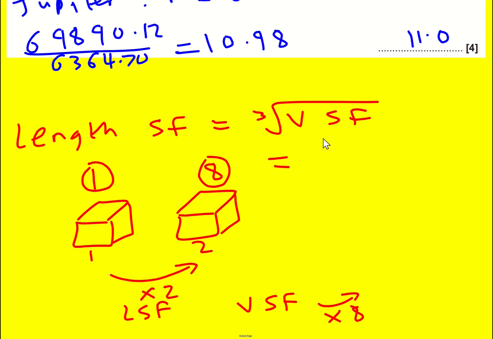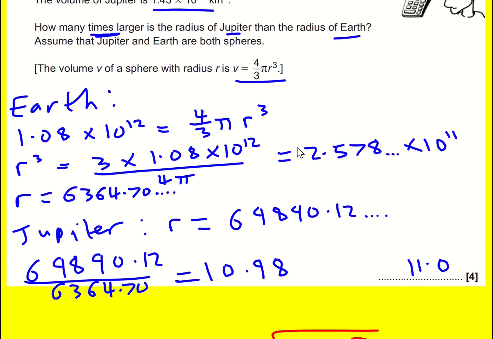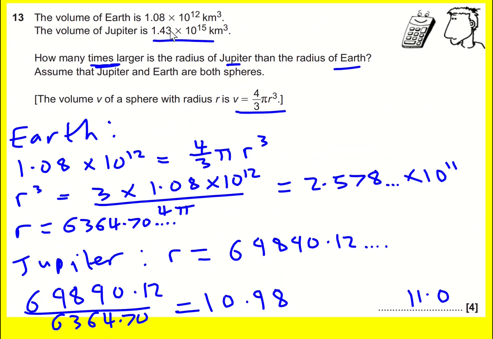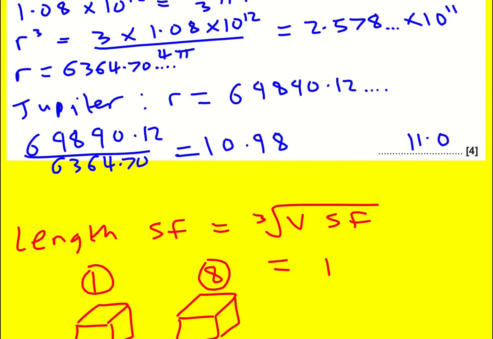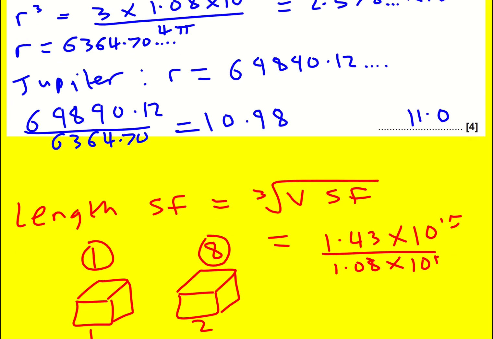So actually, all I need to do, I don't even need to worry about the fact that it's a sphere and work out that. I can just take the volumes, 1.43 times 10 to the 15, divide by the volume of the Earth, 1.08 times 10 to the 12. Okay, that's my volume scale factor, so I just need to cube root it, and I will get exactly the same answer.